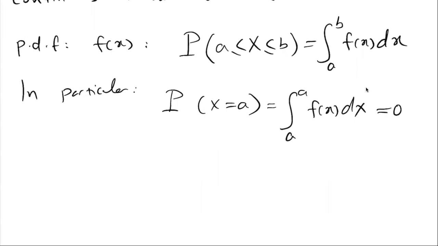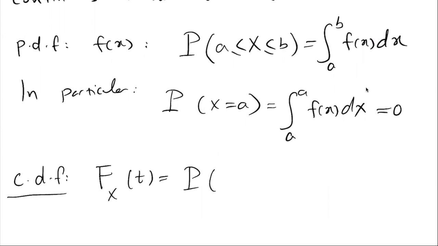And we also looked at the concept of a CDF. So the CDF is a capital F_X of t, meaning the probability that x is less than or equal to t. So we said that this can be defined either in the discrete case or the continuous case. But in the continuous case, we can write this as an integral. We can write it as the integral from minus infinity to t of f of x dx.